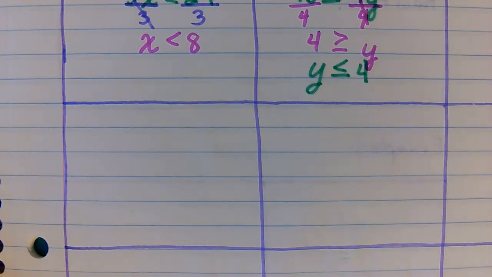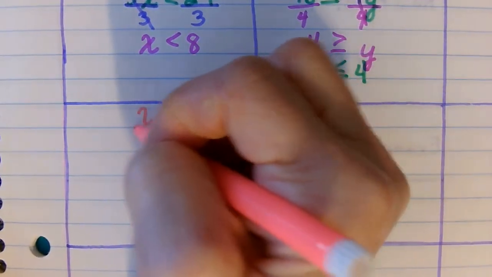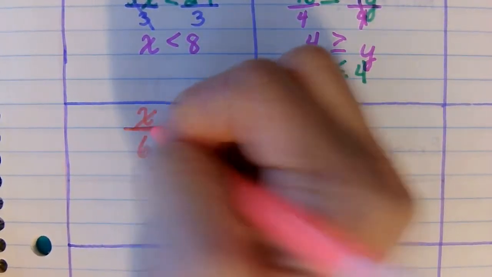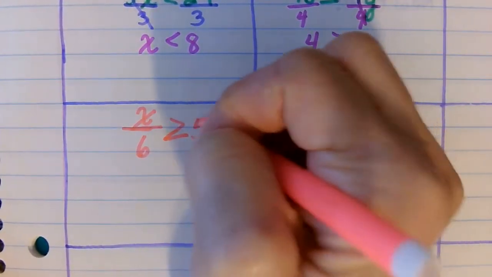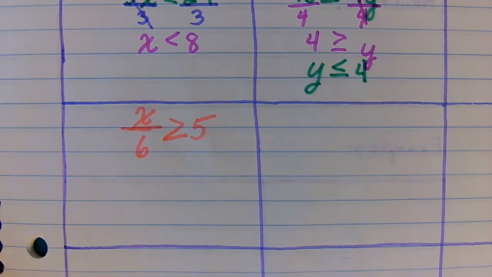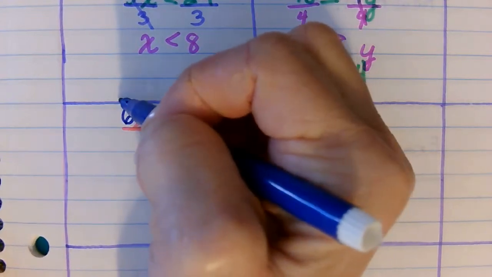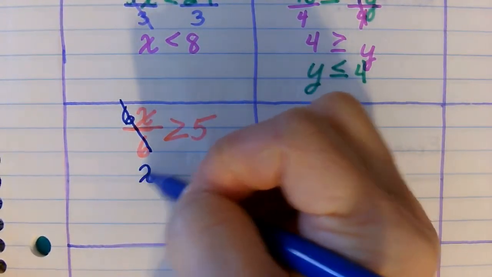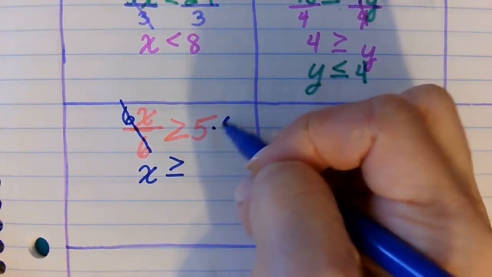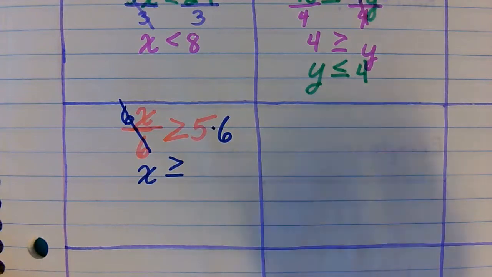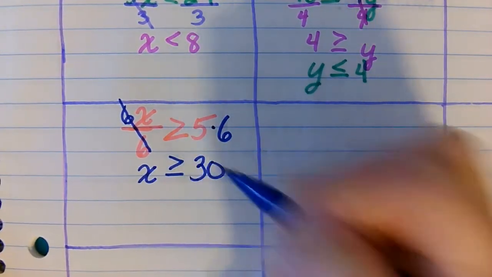The next one is x divided by 6, just like that with a fraction bar, greater than or equal to 5. Now, when we're dividing inequalities, it's just like equations, and the opposite of divide is multiply. So we're going to put a 6 up here at the top so that you can do 6 divided by 6, which leaves you with 1x or x. You're going to bring down the greater than or equal to sign, and we're going to put times 6 over here. And 5 times 6 is 30, and that is your final answer.